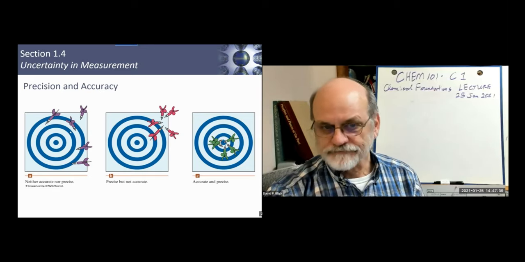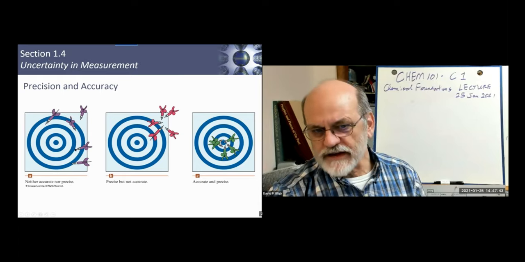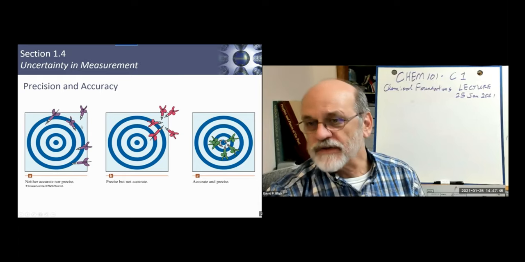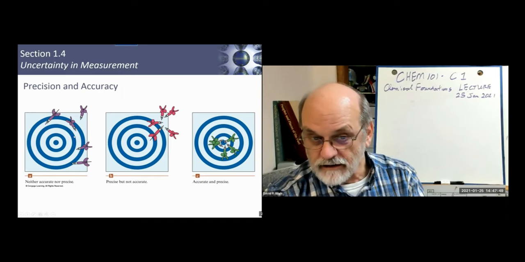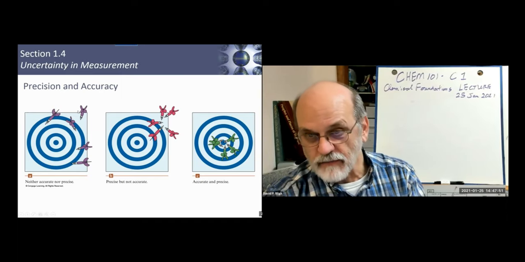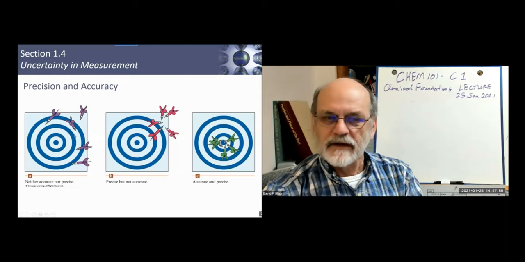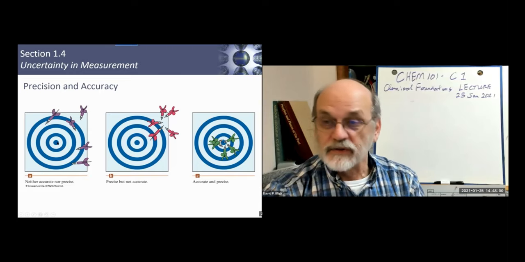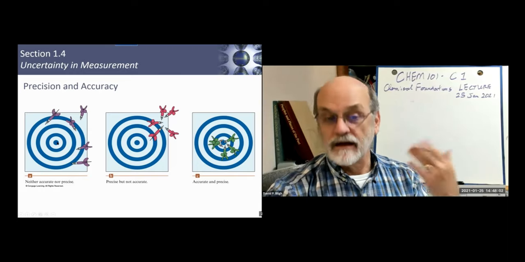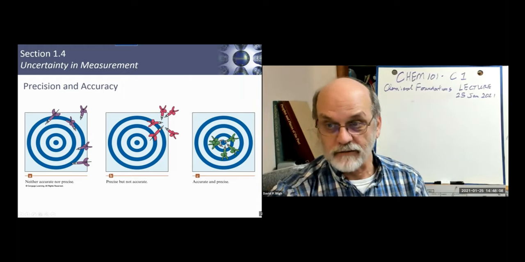Now this one, if we average all these together, where would that value be? It'd be right in here somewhere, wouldn't it? If you average all these scores together, it'd be right in there. So how far is that from the accepted value? The accepted value is the bullseye, right? So we're way off. It's not accurate. We can't throw darts worth a damn.